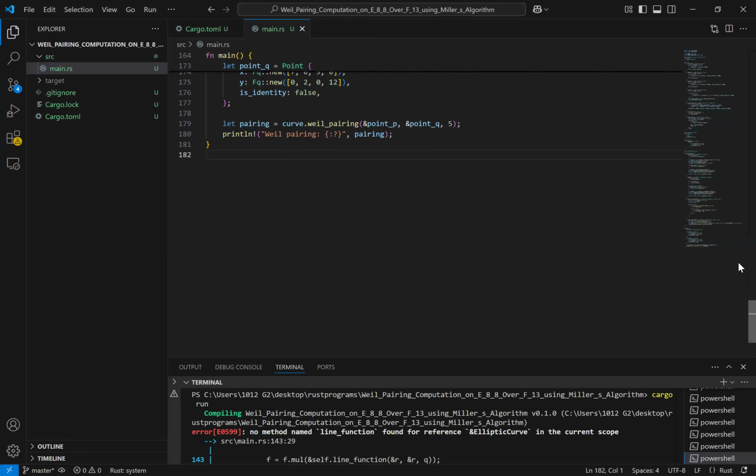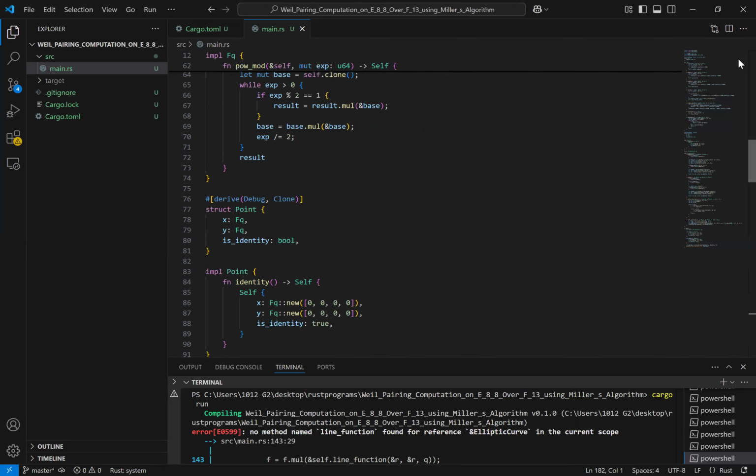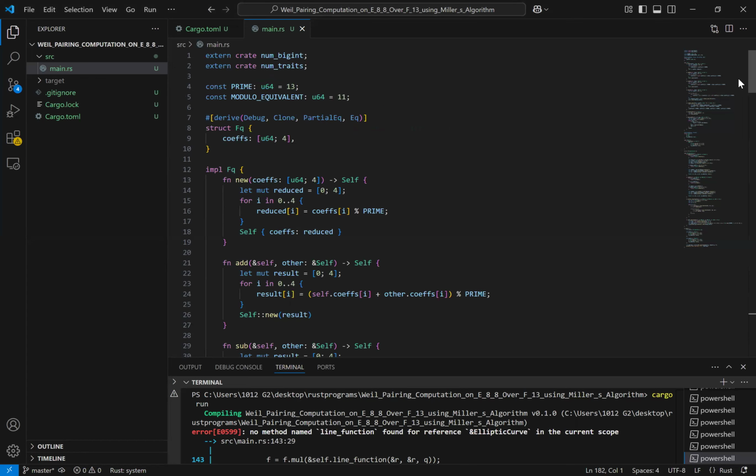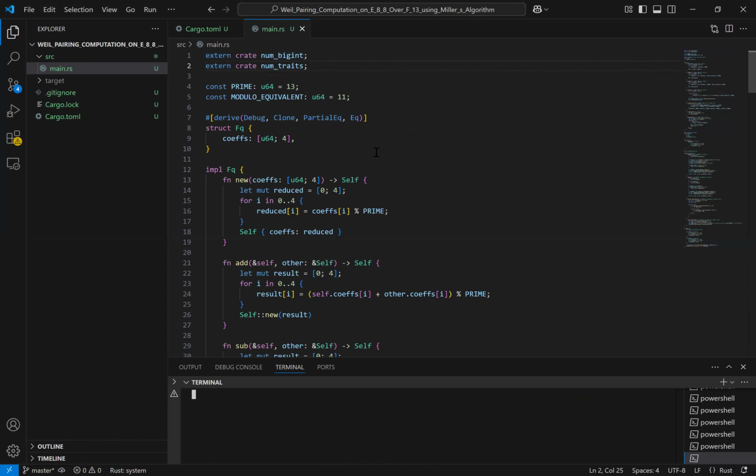The code for Weil pairing is this. Most parts are the same as the previous codes. I've imported these libraries, but of course, when you're dealing with different pairing friendly curves, each one of them would require different libraries for you. So you would then import those libraries.